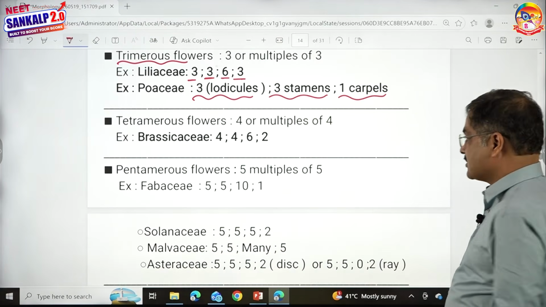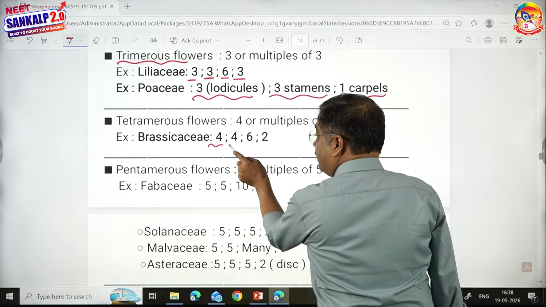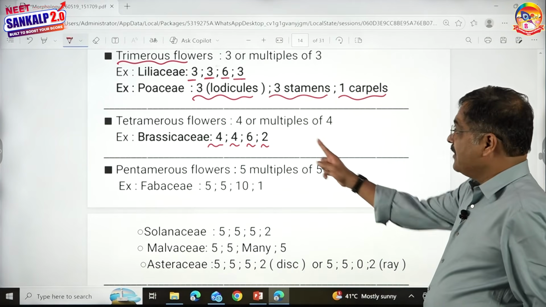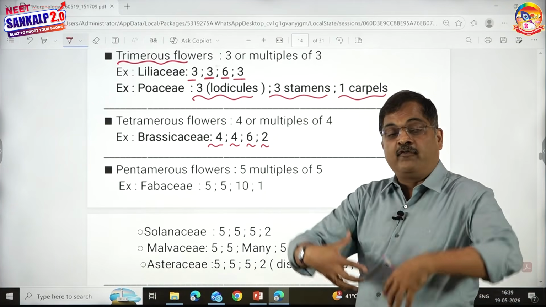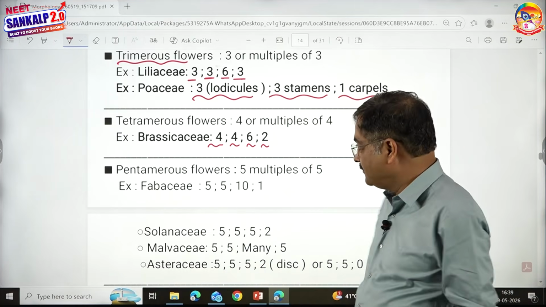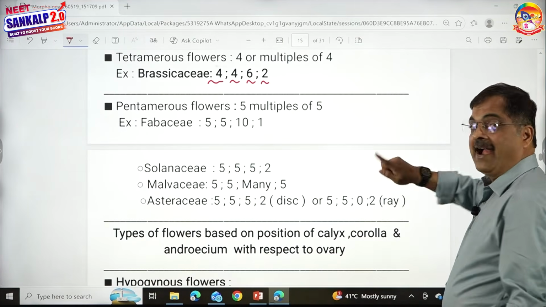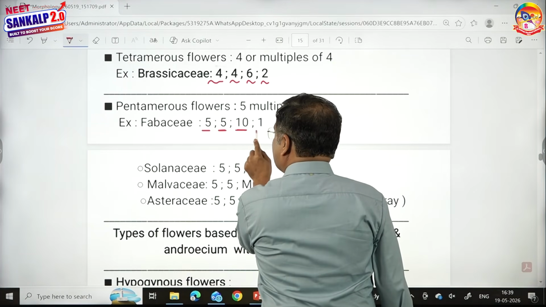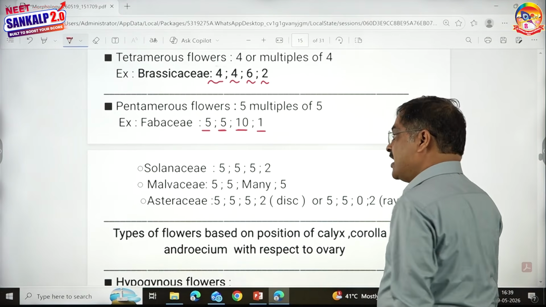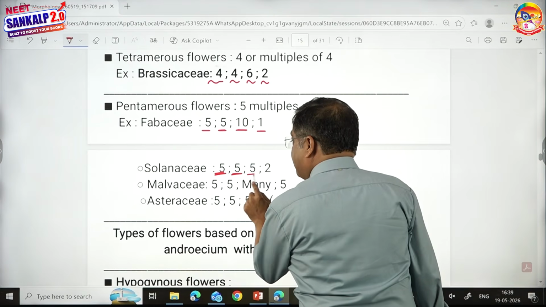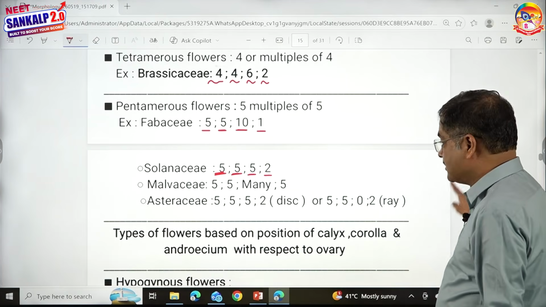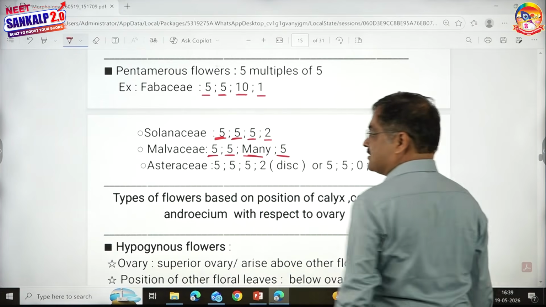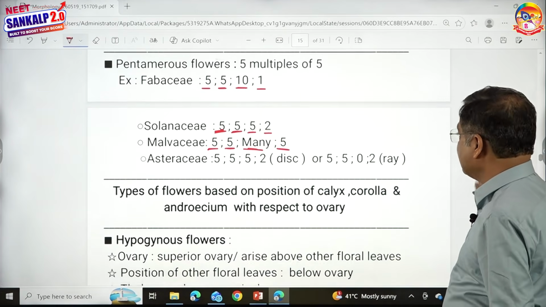Next is tetramerous flowers. There are 4 sepals, 4 petals, 6 stamens and 2 carpels. 4 or multiples of 4. Therefore, it is tetramerous. And all of you know the 4 petals form a cruciform corolla, a cross-like corolla. Then pentamerous flowers, 5 or multiples of 5. Fabaceae: 5 sepals, 5 petals, 10 stamens, 1 carpel. Pentamerous. Solanaceae: 5 sepals, 5 petals, 5 stamens, 2 carpels. Again pentamerous. Malvaceae: 5 sepals, 5 petals, many stamens, 5 carpels. I'm talking about hibiscus. This is also pentamerous.